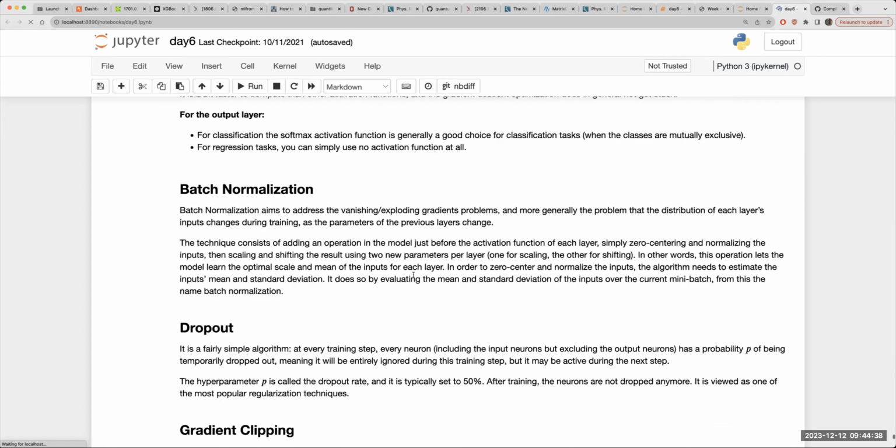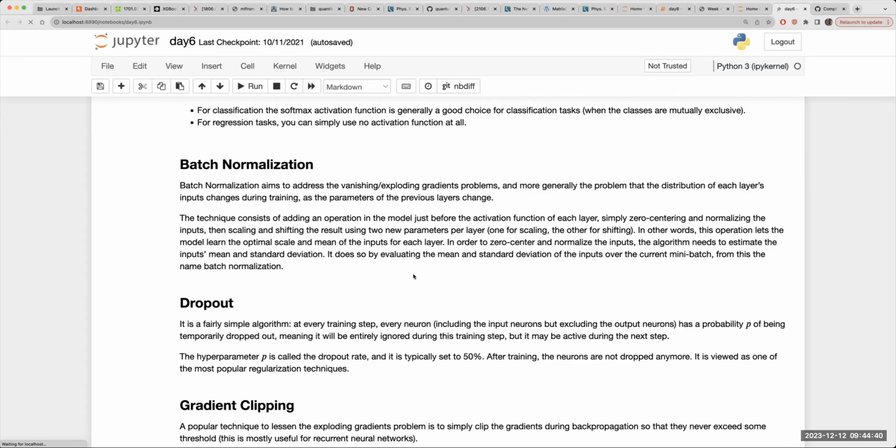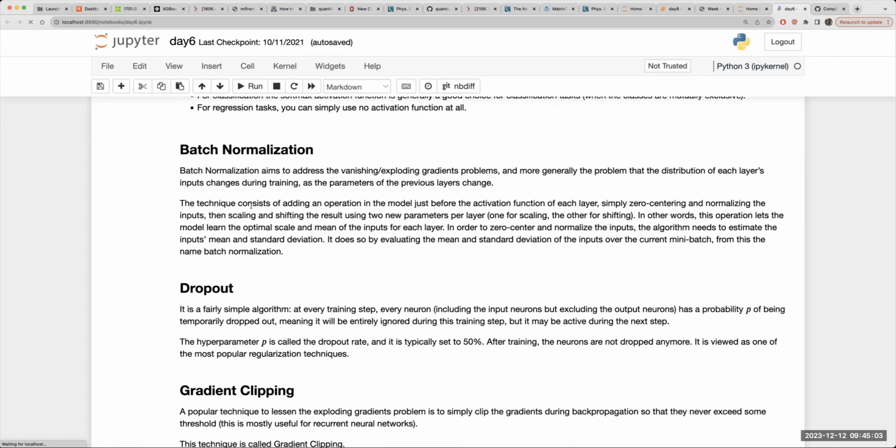So there are many ways to avoid some of these problems. Normalization is often done. This is called batch normalization, and it aims at addressing the exploding gradients and, more generally, the problem that the distribution of each layer's input changes during training. The technique consists of adding an operation in the model just before the activation function of each layer, where you simply zero center and normalize the inputs.